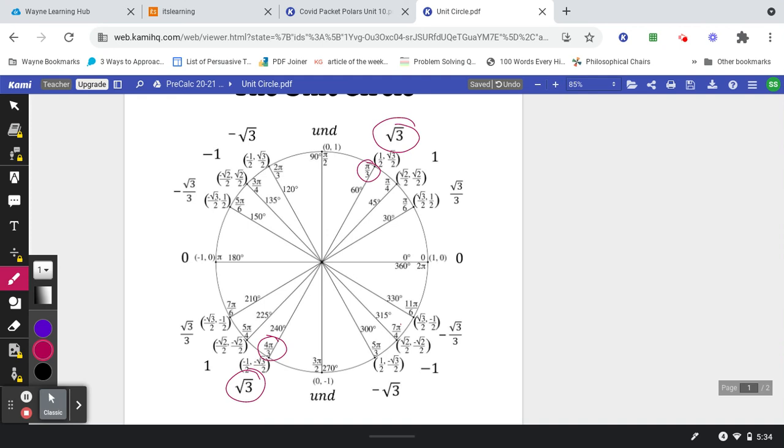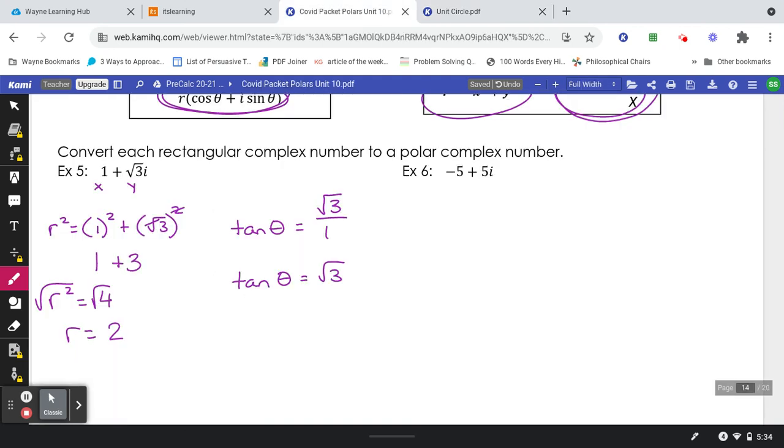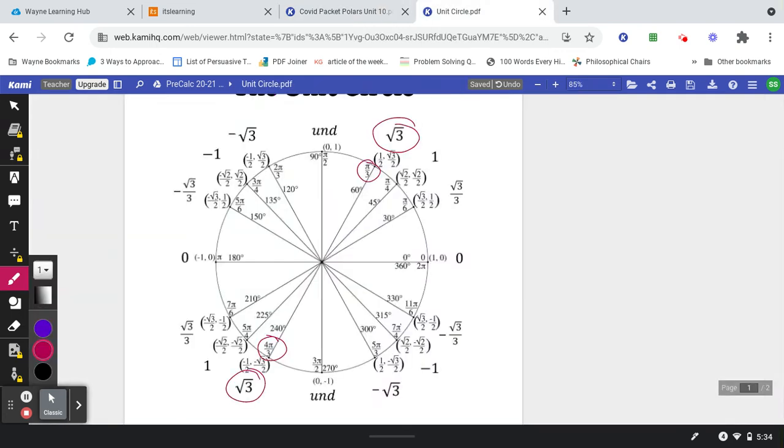In order to figure out which answer is correct, we have to look at our original problem and plot out where this would belong. So x is positive, I move forward. Y is positive, I move up. That would put my answer in quadrant 1. So as I look at my unit circle, I have to use this answer because it's the one in quadrant 1. So theta equals pi over 3.